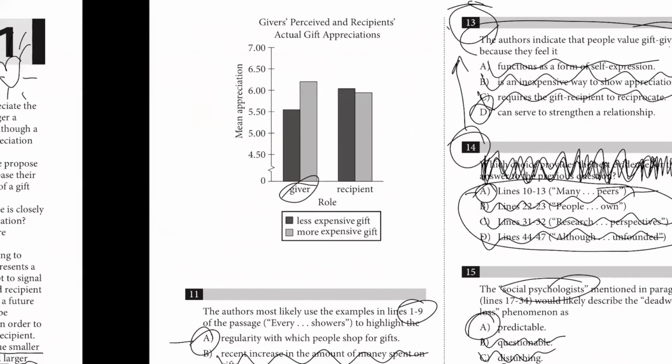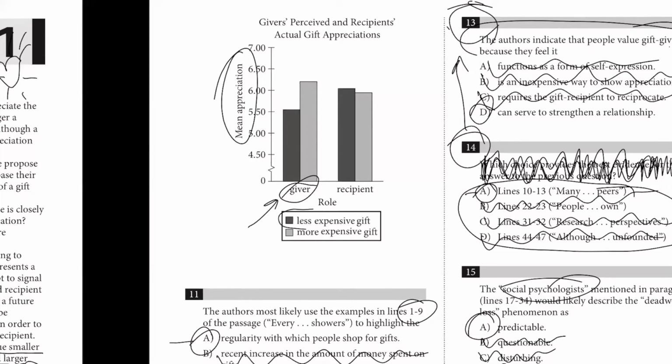So what do the givers think about their gift? Let's see what the graph is measuring first. We have givers and recipients. We're concerned about givers because that's what we're looking at. So mean appreciation, right? What does that mean? How much the recipient will actually like the gift, or that's what the givers are predicting.